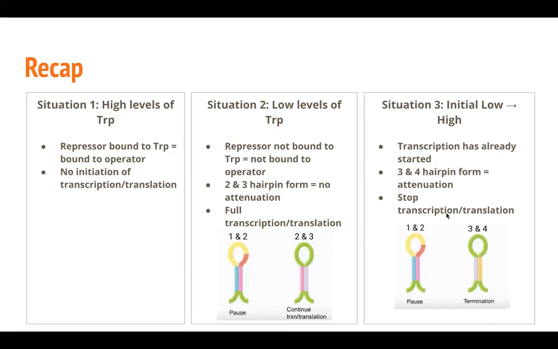And then situation 3, in my opinion, is the most confusing because it's that little gray area. So you start with a low enough concentration of tryptophan that transcription does occur, but as you're going through transcription and translation, the cell is like, okay, now we have enough, we don't need any more. It forms that 3 and 4 hairpin to signal to stop. So you stop transcription, translation, you make a shorter transcript. Does that make a little bit more sense when you see the 3 scenarios together?